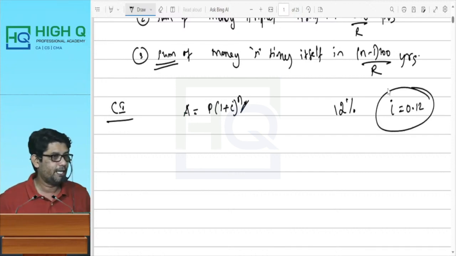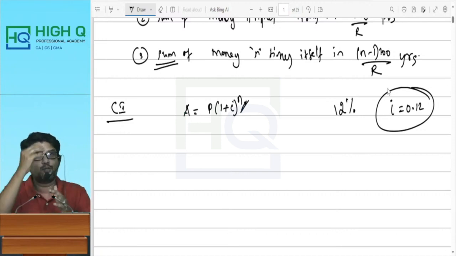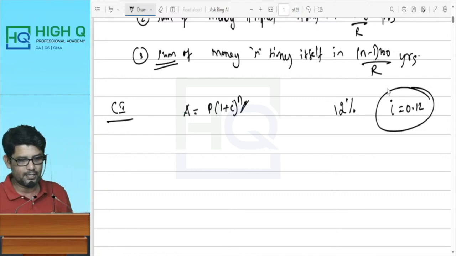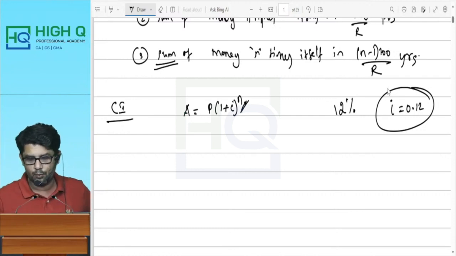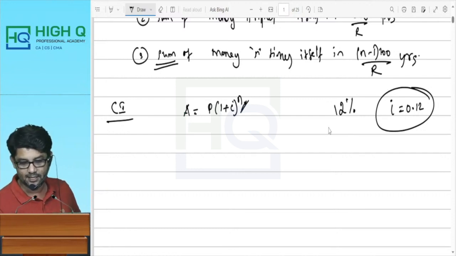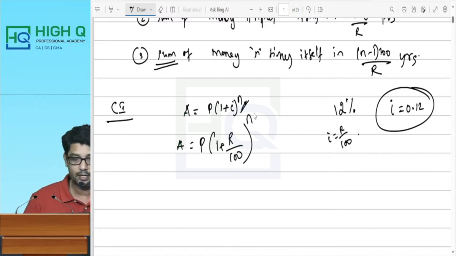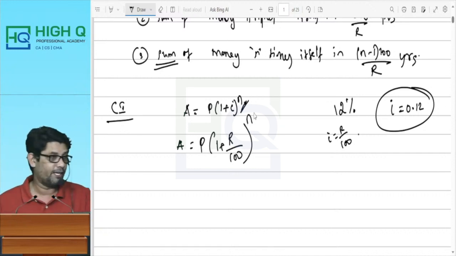I you will take as 0.12. I is 12 by 100, that is, R by 100 is our I. So for 12%, I is equal to 0.12. People are asking me what is I, sir? I is nothing but R by 100. I think some people have learnt the amount formula as P into 1 plus RT by 100. Sorry, not RT by 100. This way few people have learnt. It's okay, fine.